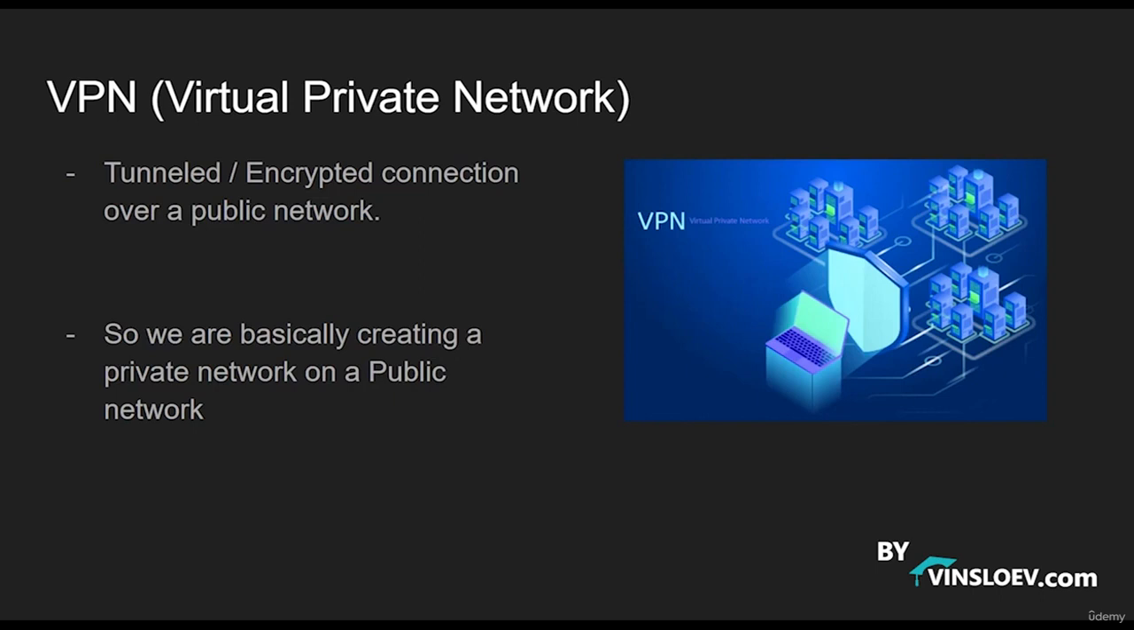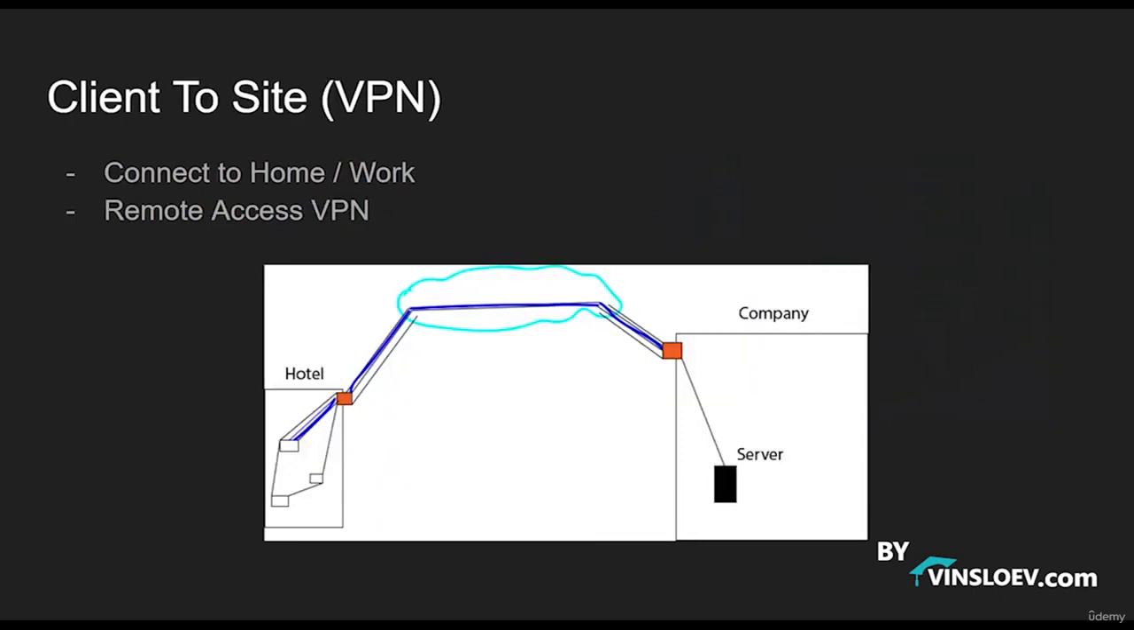And this is especially needed if you're working for a company and you need to access some company resource, then you don't want competitors or anyone else to look at these files as well. So let's look at the two ways that we have VPN. The first one is client to site. So client to site is where we as a user connect either to our home network or our workspace.